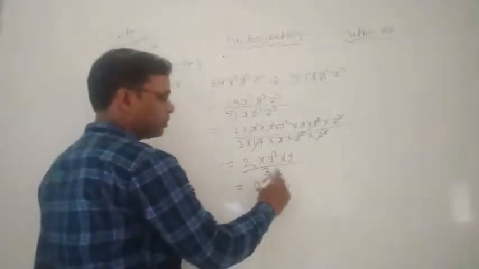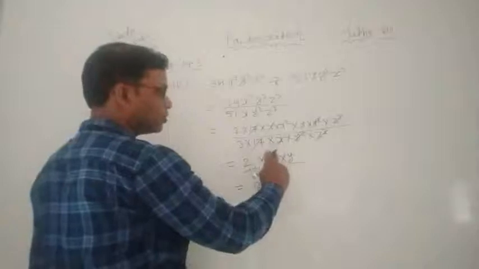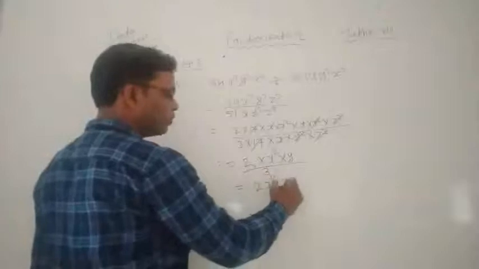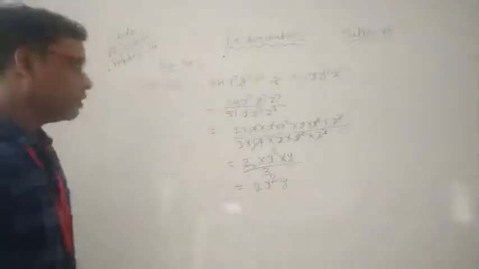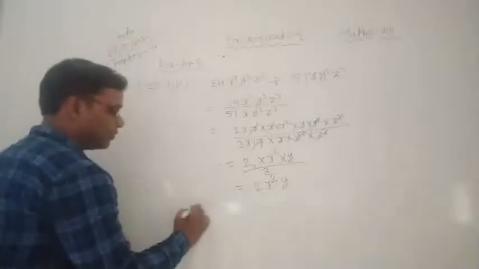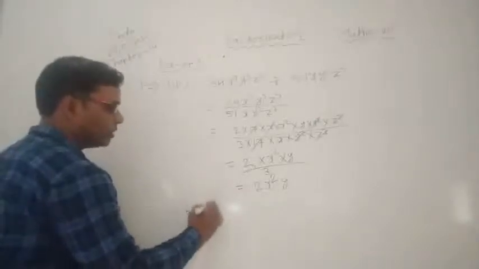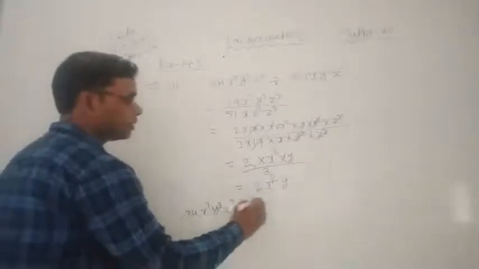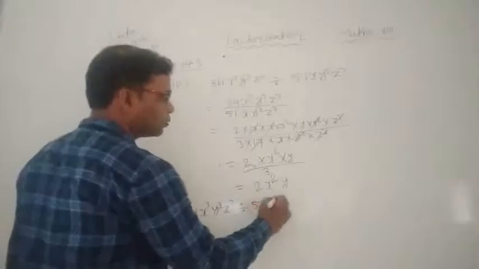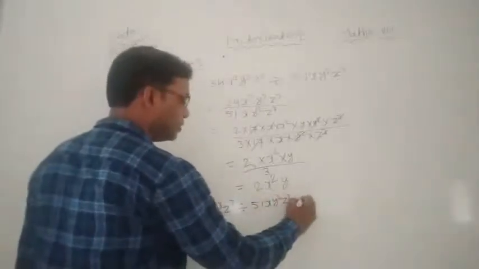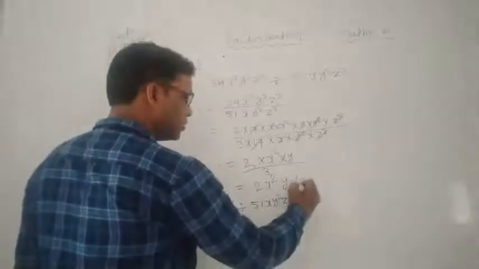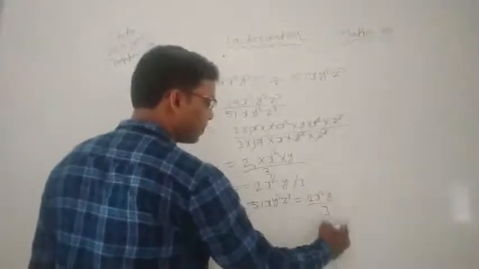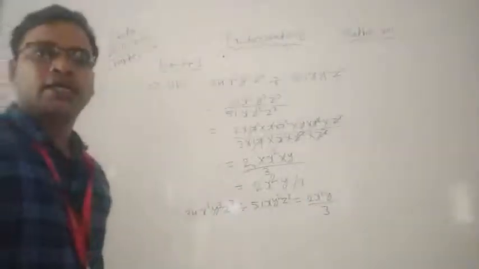2x square, sorry, this is x square, 2x square y. Okay, so we can write 34 x to the power 3 y power 3 z power 3 divided by 51 x y square z power 3. This is equal to what? This is equal to 2x square y by 3. This is our required result.